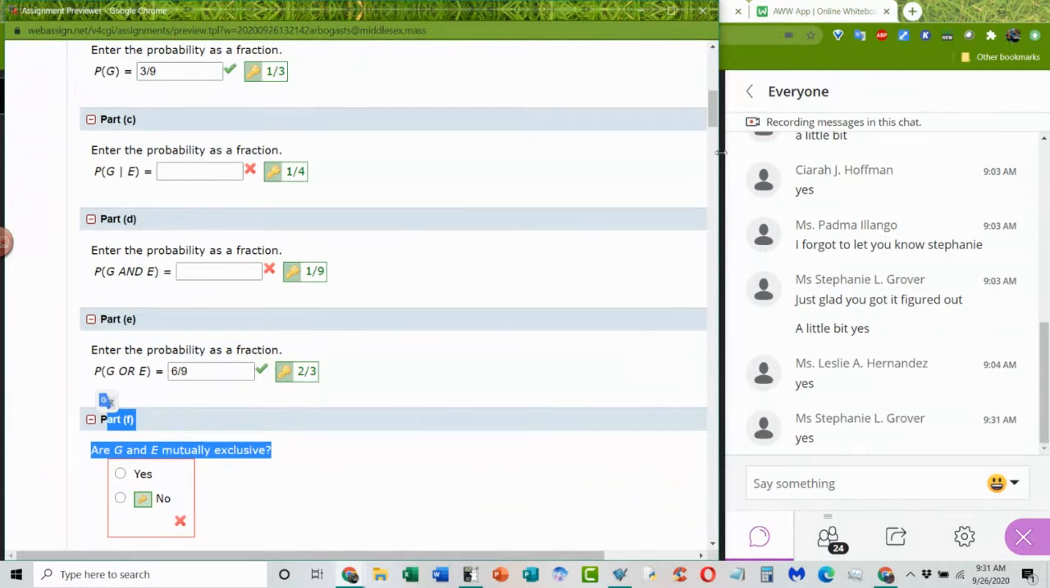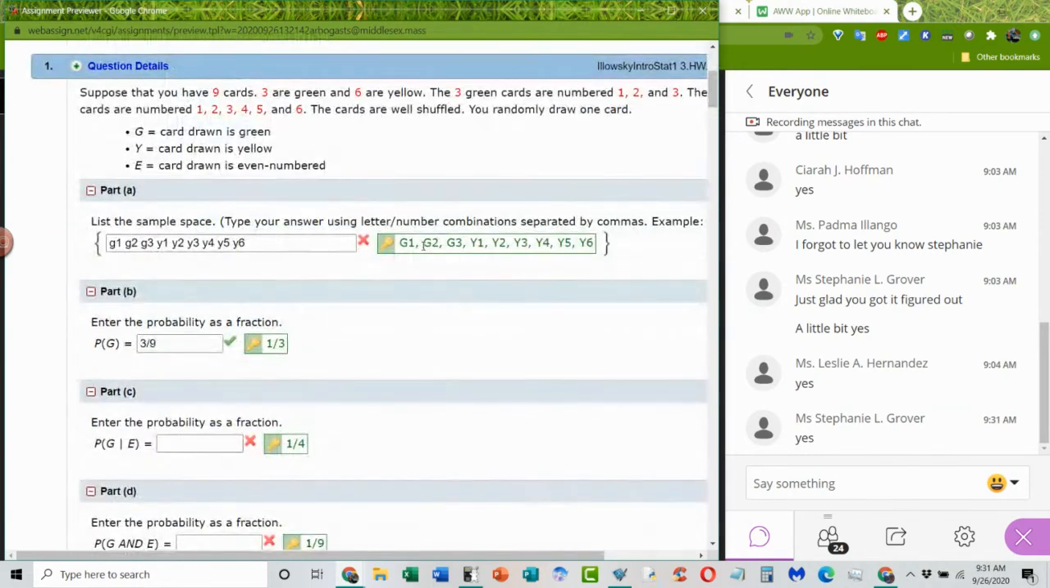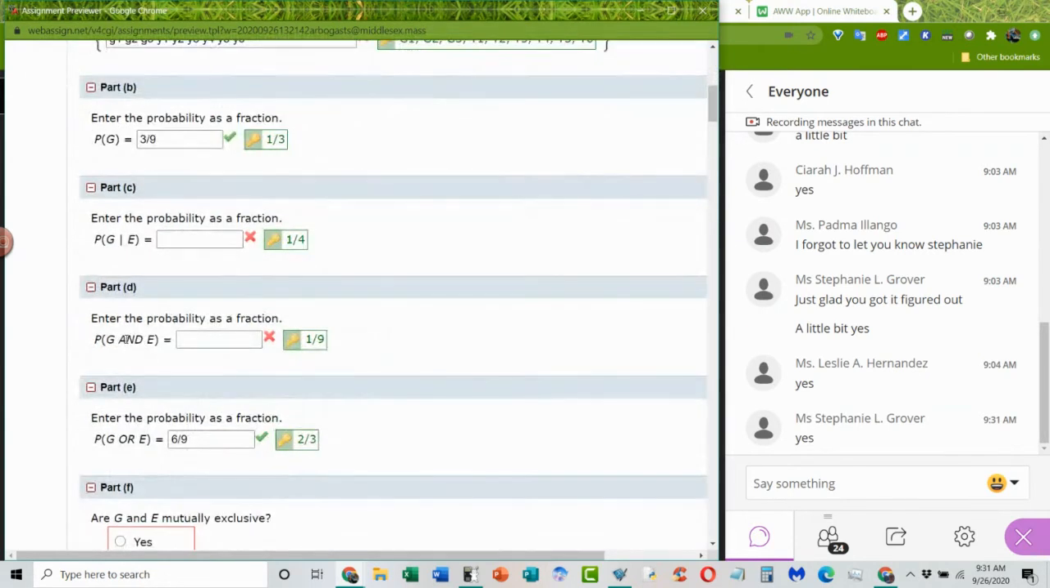Professor, can you explain the last one, please? Sure. The last one here, this mutually exclusive. So yes, if there is an intersection, if A and B is not zero, then they are not mutually exclusive. If the probability of this is zero, they're mutually exclusive. If it's anything other than zero, they are not mutually exclusive, because mutually exclusive just means that they have nothing in common.